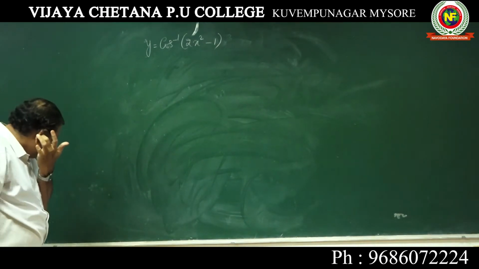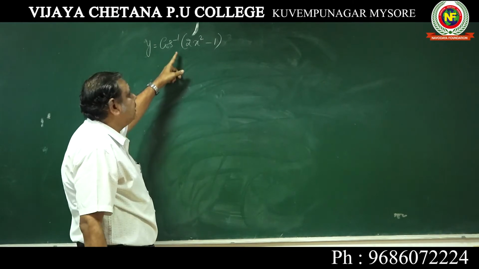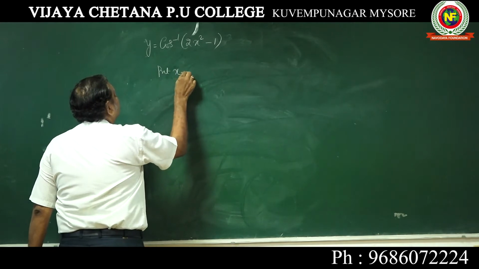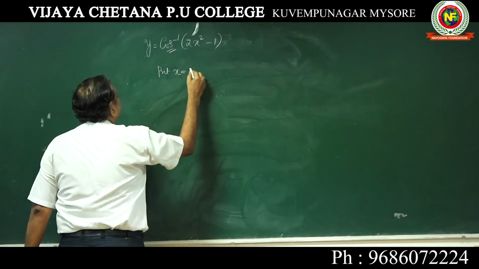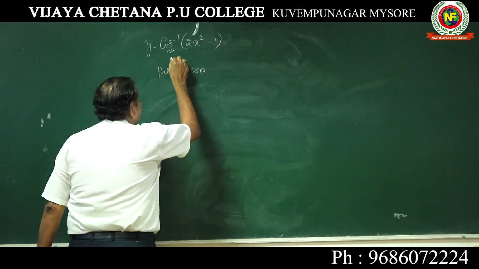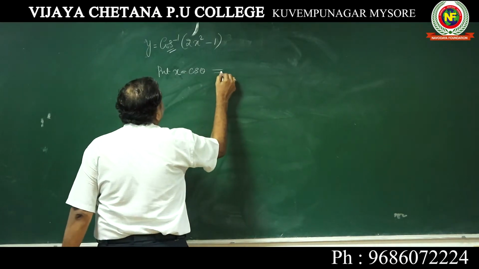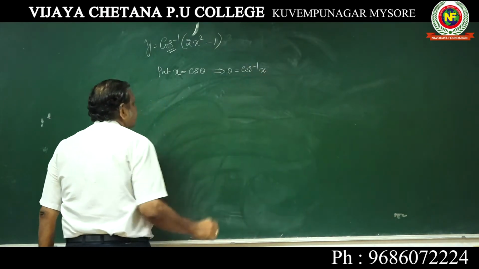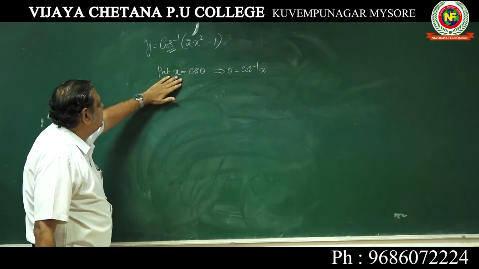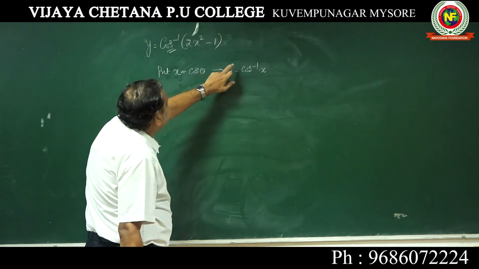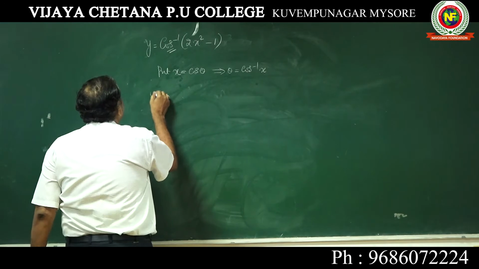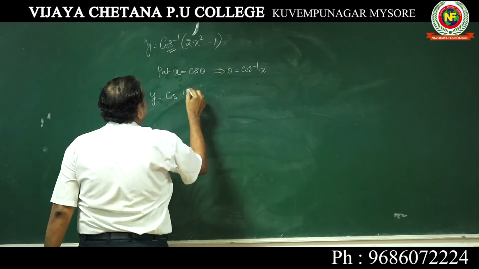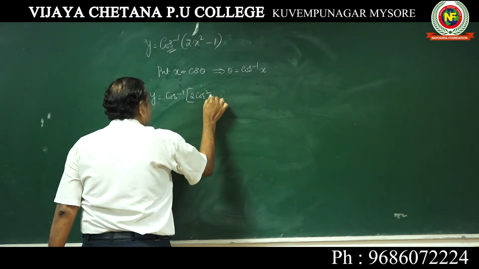So I told you, in a few exceptional problems, you should not put x equal to tan theta. Normally, whatever function is there, you have to put that, but not always. Here, put x equal to cos theta. This implies theta is equal to cos inverse x, and y is equal to cos inverse of 2 cos square theta minus 1.